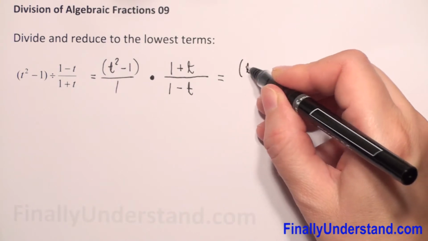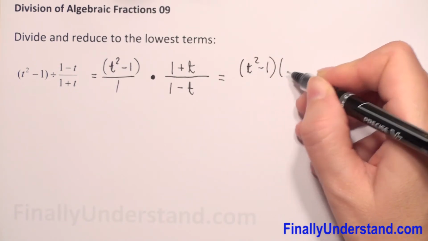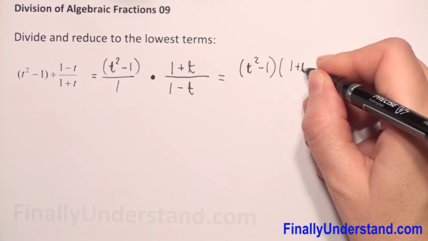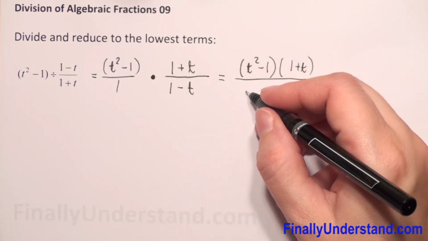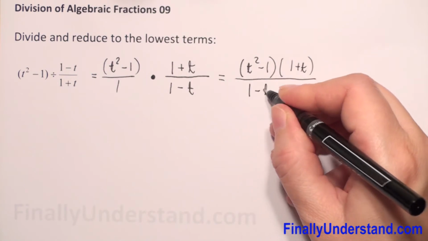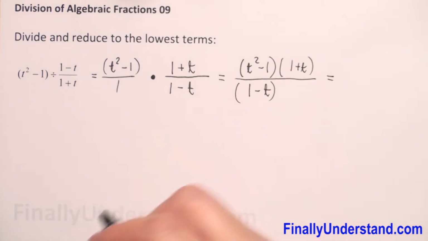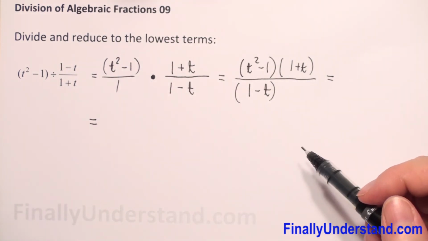So we have t squared minus 1 times 1 plus t over 1 times 1 minus t. So this is 1 minus t. Next, we have to reduce to the lowest terms. We know that we can reduce when we have multiplication. We reduce numerator with denominator, and we have to have the same expression in parentheses.